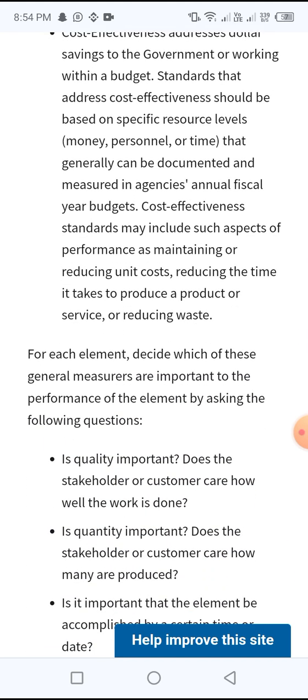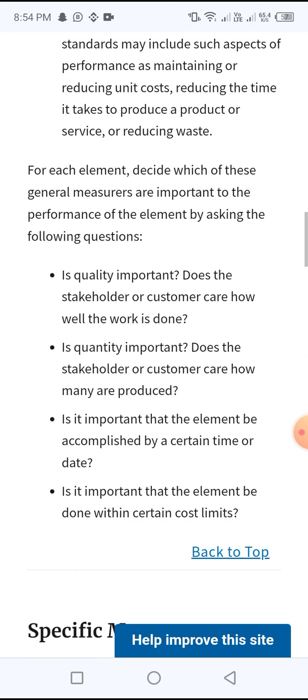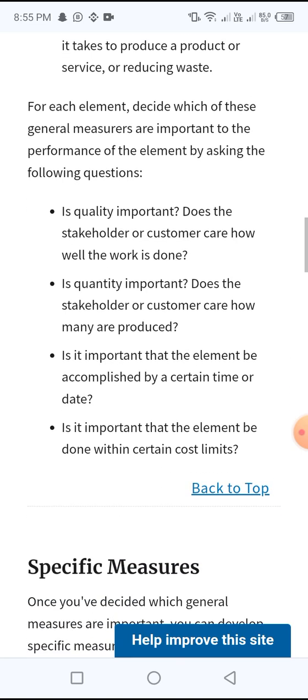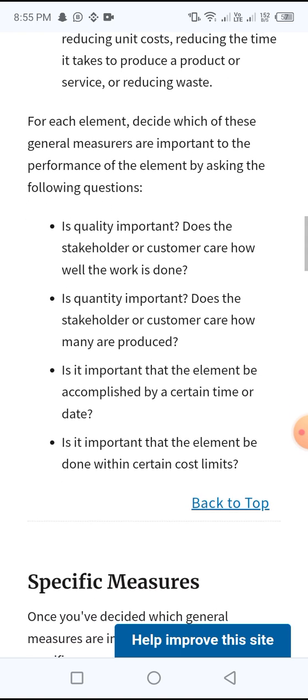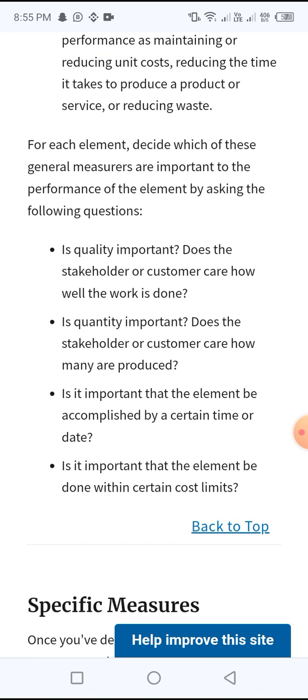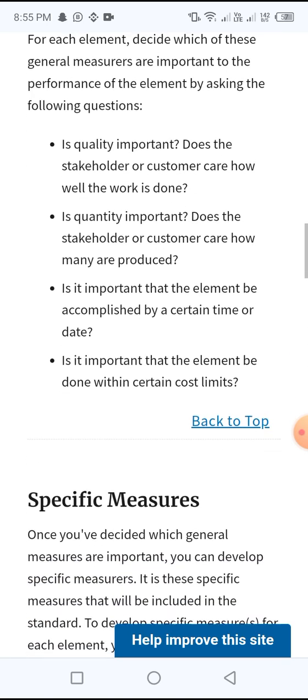For each element, decide which of these general measures are important to the performance of the element by asking the following questions. Is quality important? Does the stakeholder or customer care how well the work is done? Is quantity important? Does the stakeholder or customer care how many are produced? Is it important that the element be accomplished by a certain time or date? Is it important that the element be done within certain cost limits?